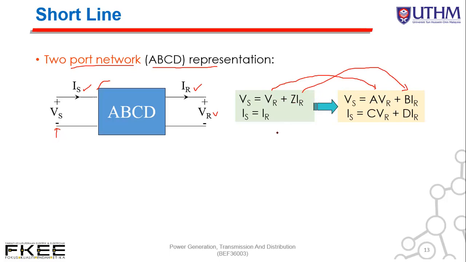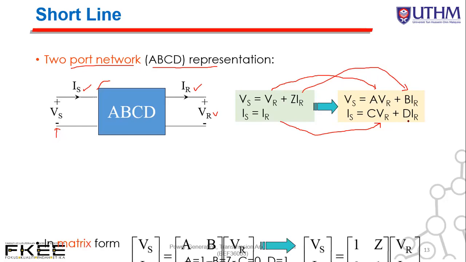While for the case of IS equal to IR, we can convert this to IS equal to CVR plus DIR. There is no voltage term, no CVR, in this equation, so C is 0, while for DIR, D is equal to 1. So A is equal to D, equal to 1.